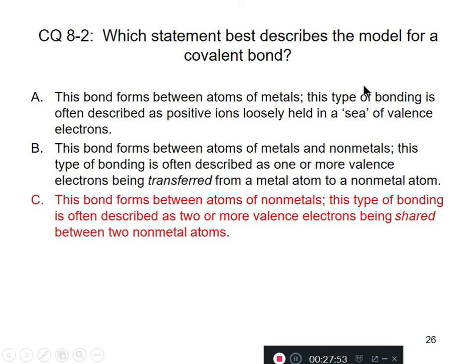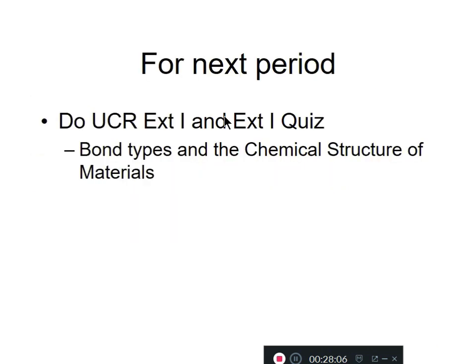The first, we haven't looked at any models that are being described by the first description, although that actually does accurately describe what we call metallic bonding between atoms of metals, but we're not talking about that in this course. So that's the end of lesson 8.